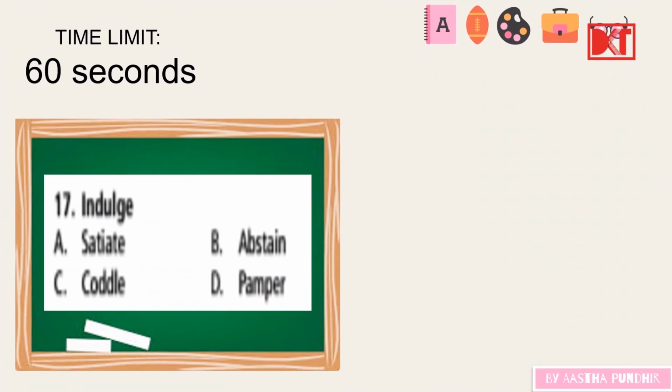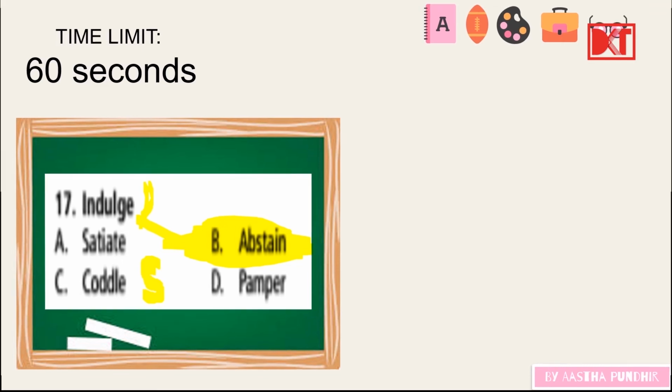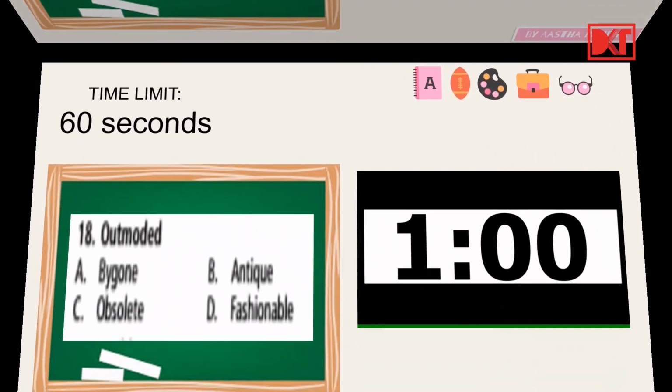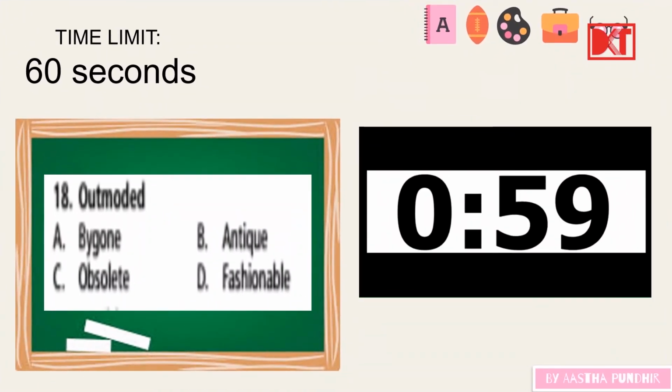Alright, the next word we have is indulge. The options are satiate, abstain, coddle and pamper. Indulge, getting involved in something. Opposite is abstain. Abstain is stopping yourself from getting involved in something, making yourself absent from something. That's abstain. Other satiate, coddle, pamper, these could be synonyms in one sense, okay? And abstain is an antonym. So your time starts now.